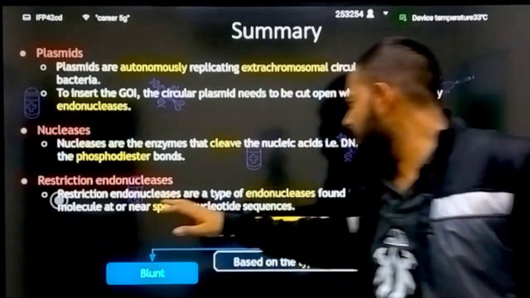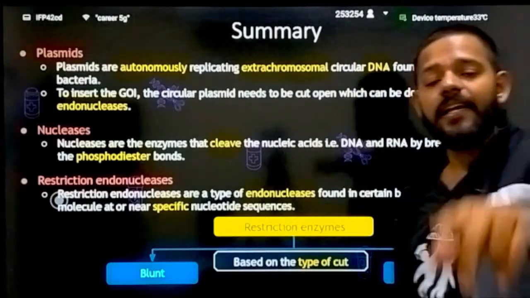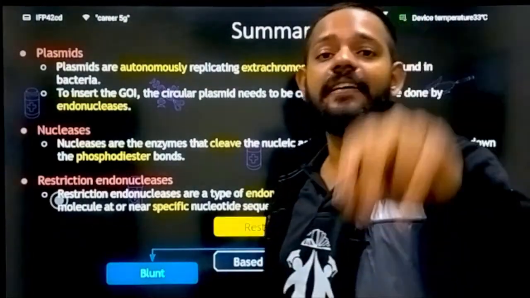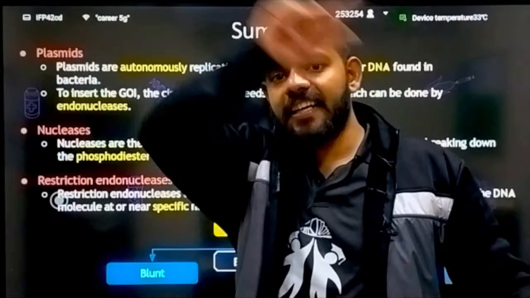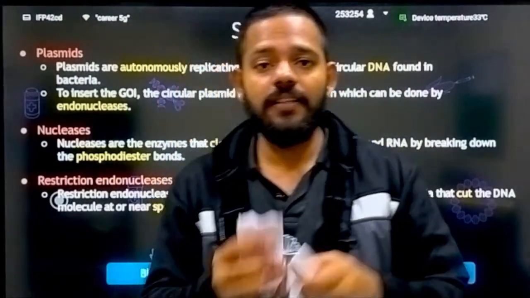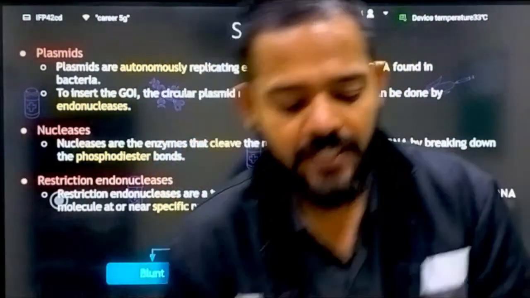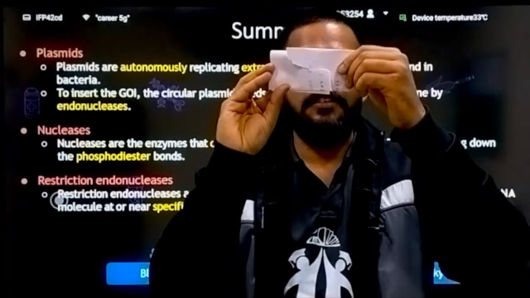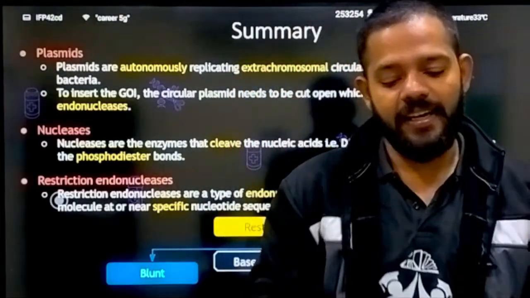Restriction endonucleases are a type of endonuclease found in certain bacteria that cut DNA at specific sites and create two types of ends. The first is the sticky end and the second is the blunt end. Blunt end means a straight cut, like this. The second one is the sticky end, where complementary base pairing takes place.